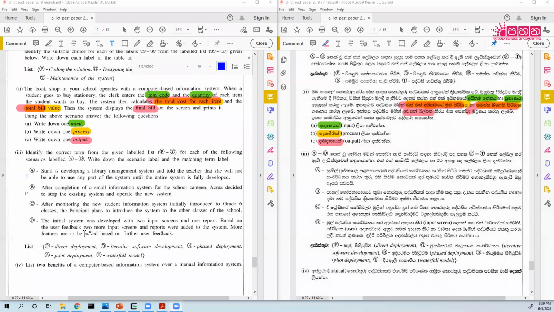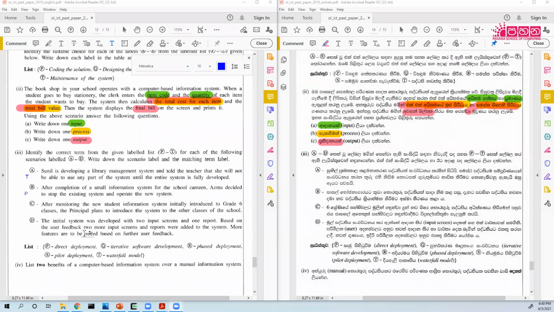B, after completion of small information system, then you decide to stop the existing system, operate with the new system. We call that direct deployment.